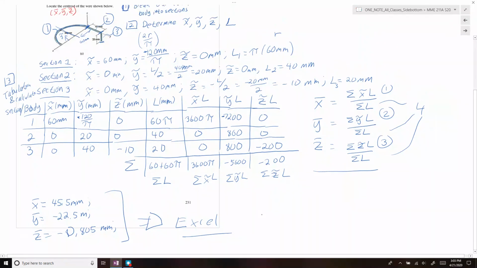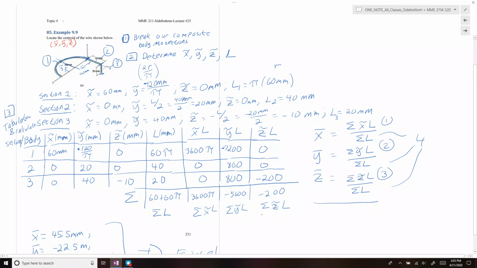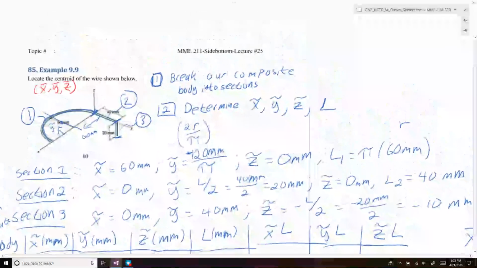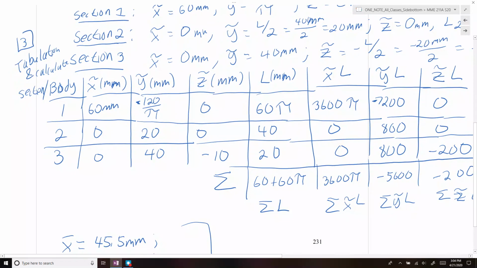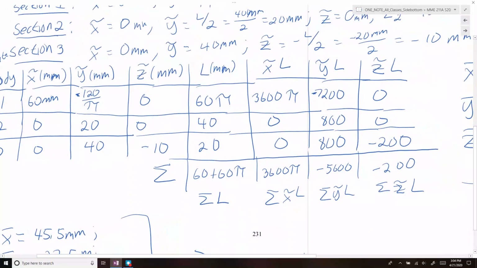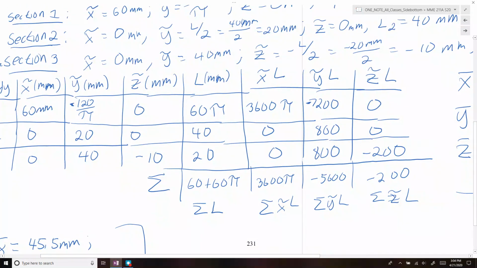Alright, so to recap, first you need to break your composite body into sections. So we broke our composite body into three sections: section 1, section 2, section 3. Once we did that, we determined x tilde, y tilde, z tilde, and the length for our three sections. We then wrote that information into this table, and calculated the products: x tilde times the length, y tilde times the length, and z tilde times the length for sections 1, 2, and 3.